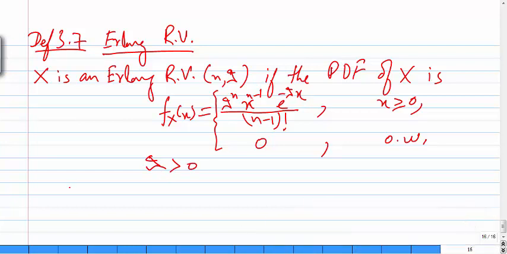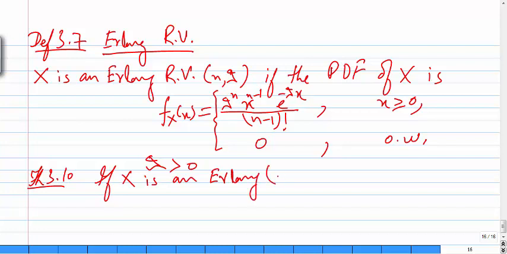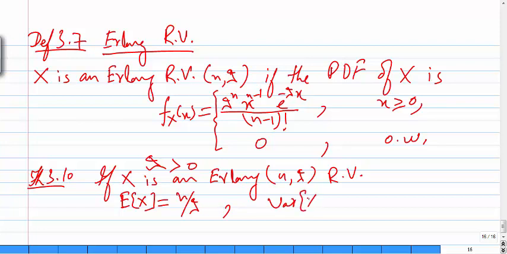Now based on this there is Theorem 3.10, which says that if X is an Erlang n and lambda random variable, then the expected value of X is n over lambda, and the variance of this random variable is equal to n by lambda square.